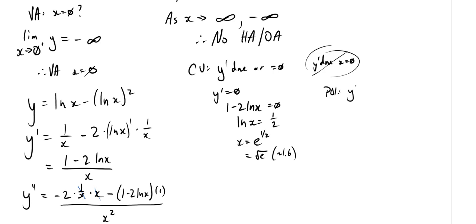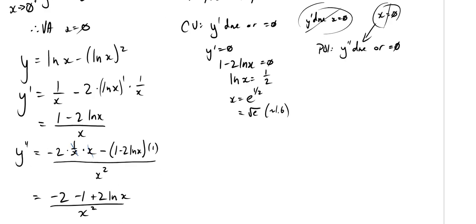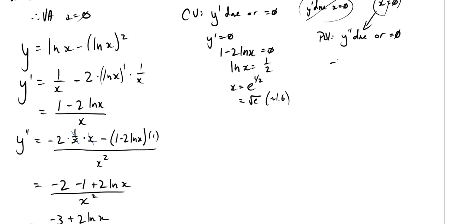Okay, and POI is where y prime does not exist or equals 0. And again, it does not exist when x equals 0, but because it's x squared on the bottom now, but we've already talked about that. So I'm thinking about it, but it turns out it's not relevant. So I've got this -3 plus 2 ln x equals 0, the numerator of the second derivative.